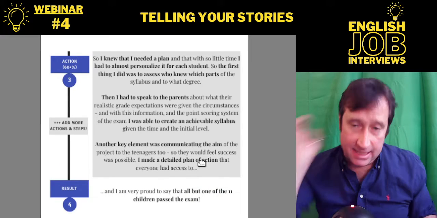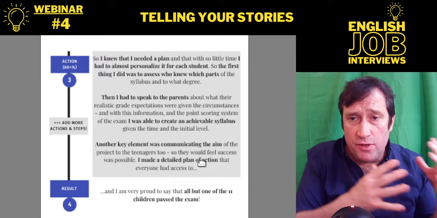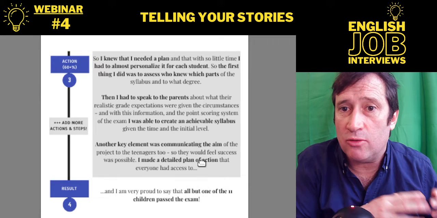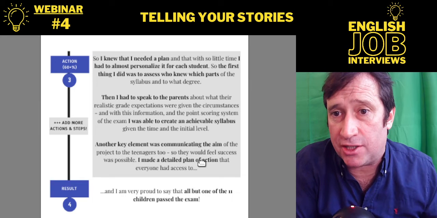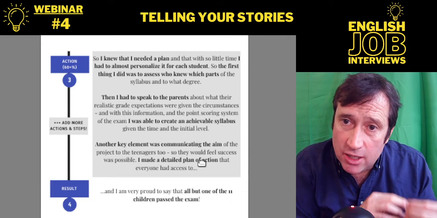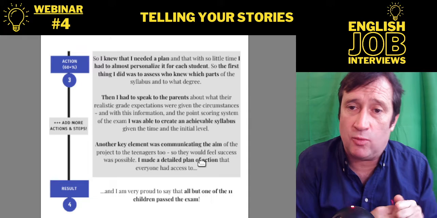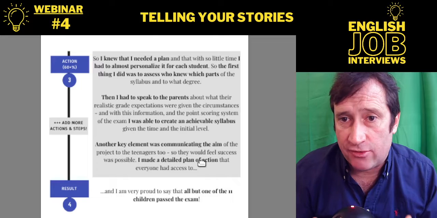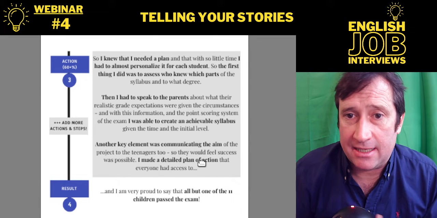Well, the steps that I did. Okay, so I knew that I needed a plan, and that was so little time. I had to almost personalize it for each student. The first thing I did was assess who knew which parts of the syllabus and to what degree. Then I had to speak to the parents about what their realistic grade expectations were given the circumstances.